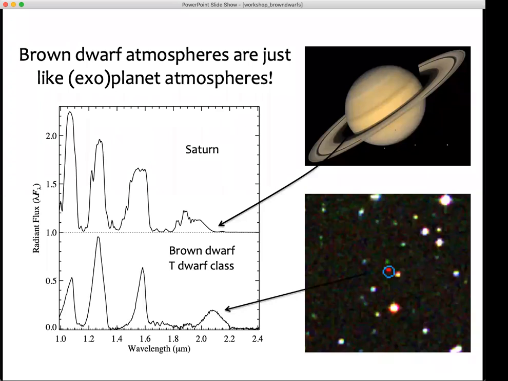All right, this is just another comparison to show that when we look at the atmospheres of brown dwarfs like this T dwarf, they look a lot like planetary atmospheres. So this is Saturn. Both of these were taken with a spectrograph. This is on a particularly cloudy night, because otherwise Saturn saturates the instrument really quickly. You can see that the structures are very similar because they have the same kind of absorption gases in their atmospheres.